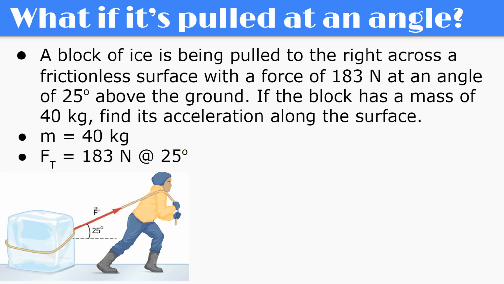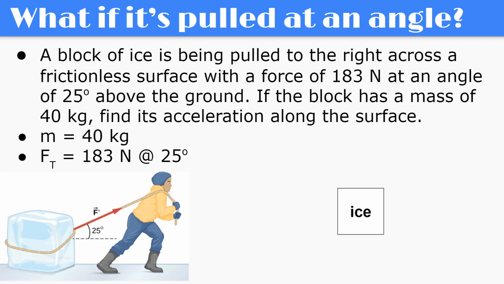This time we have a picture so we can see exactly where that angle is, but it's also described in the question. He's pulling to the right at an angle of 25 degrees above the ground. Hopefully that's what you pictured in your head as well. Okay, so we're ultimately looking for the acceleration along the surface. But in order for me to solve for acceleration, I have to have net force, and in order for me to get that, I'm going to need a diagram. So let's draw all of the forces acting on this ice block.